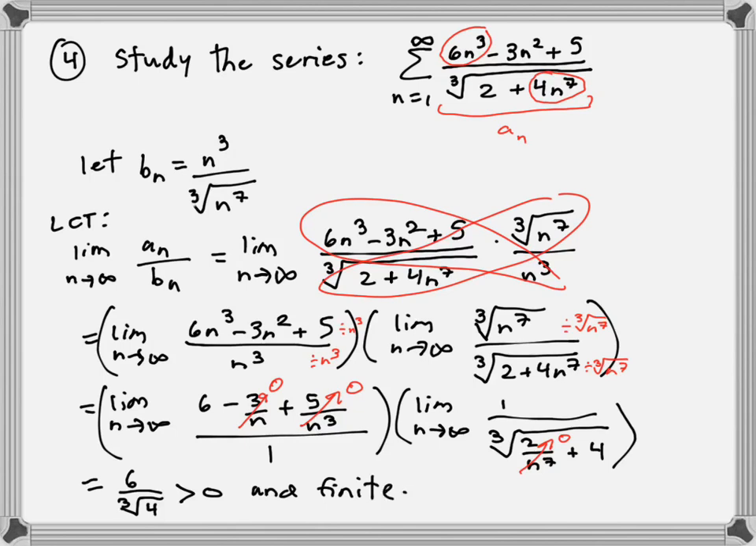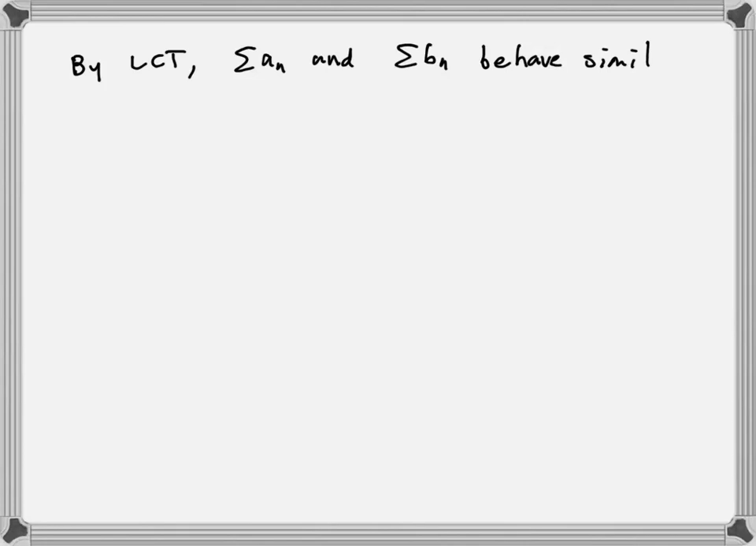So what did we just conclude? Remember, the whole point of doing this was because we wanted to study this guy instead, right? This guy is easier to study. And we just concluded that they must behave similarly, right? So let me write that down. By the limit comparison test, an and bn behave similarly.